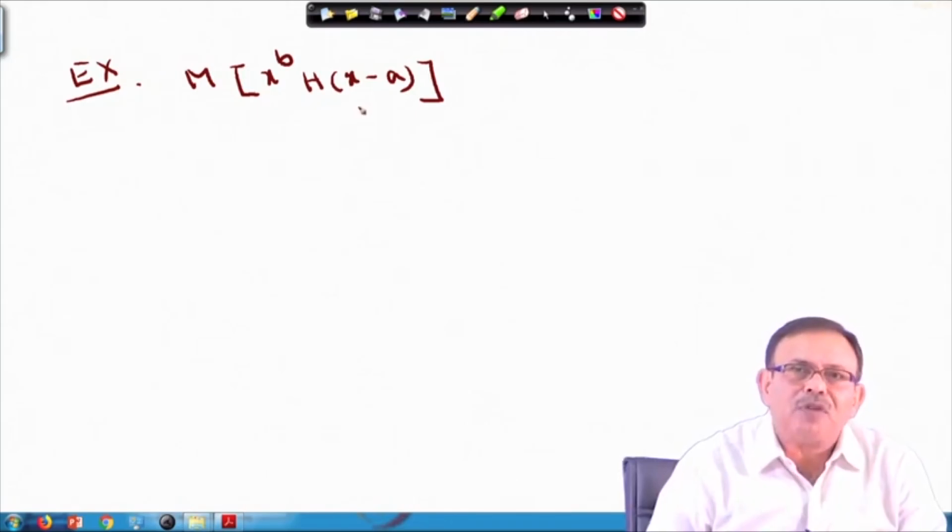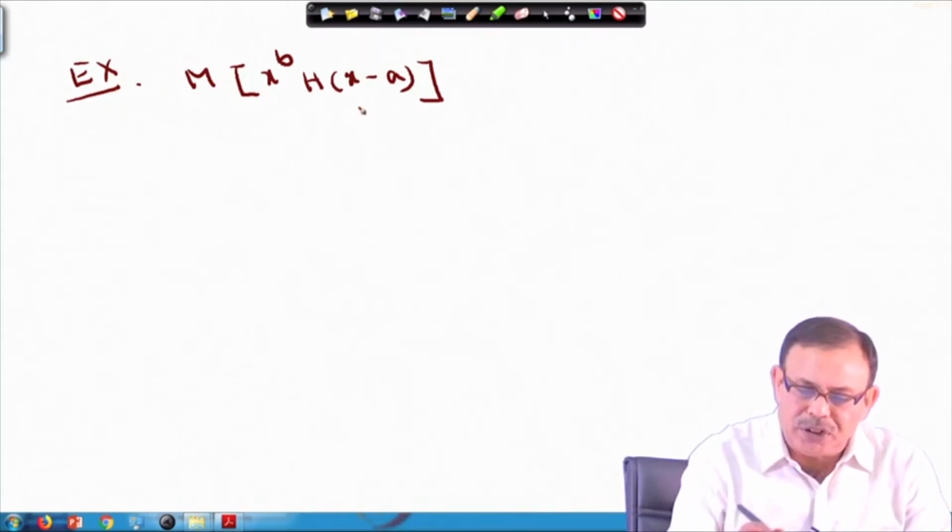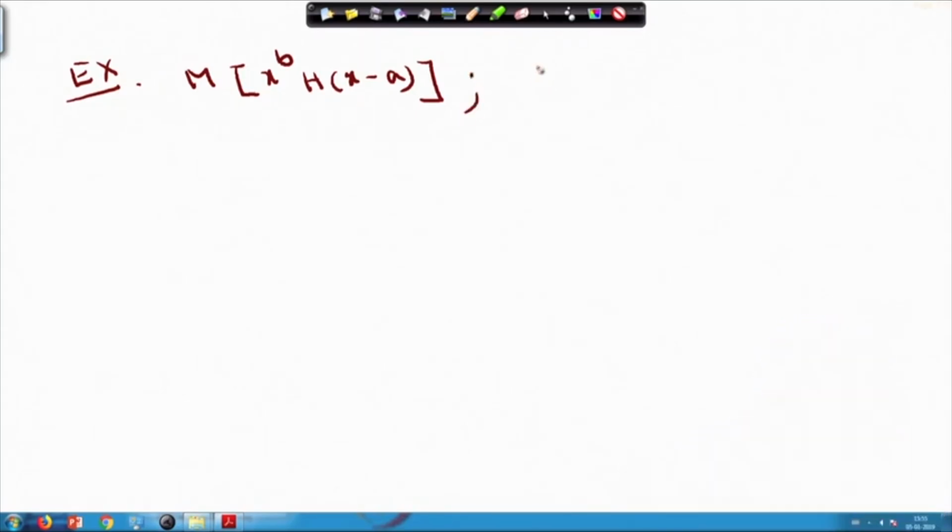H is the Heaviside function, which is defined as follows: h of x minus a equals 1 for x greater than 0 and 0 otherwise. Sorry, this is x minus a, h of x minus a, so it will not be 0, but h of x minus a equals 1 for x greater than 0 and 0 otherwise. This we have discussed earlier, that Heaviside function.